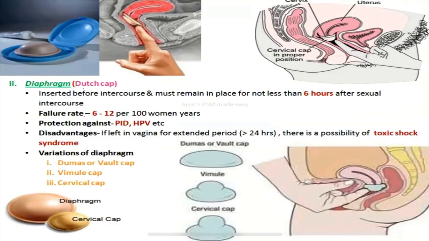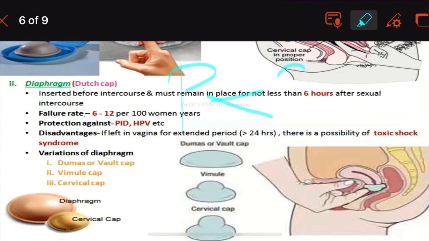So moving on to the second barrier method. We are done with the physical methods. So guys, revise. Under physical methods we had condoms, and under condoms there is the male condom and the female condom. And then the second physical method is the diaphragm. So we'll be dealing with the diaphragm now.